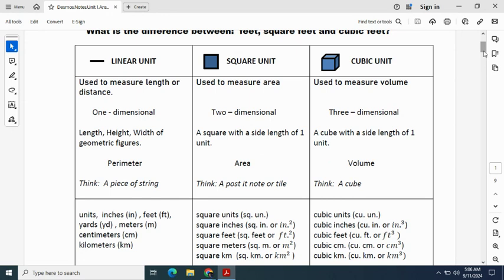What are labels for a linear unit? Units, just units. Inches, feet, yards, meters, centimeters, kilometers. That's it. Those are linear units.